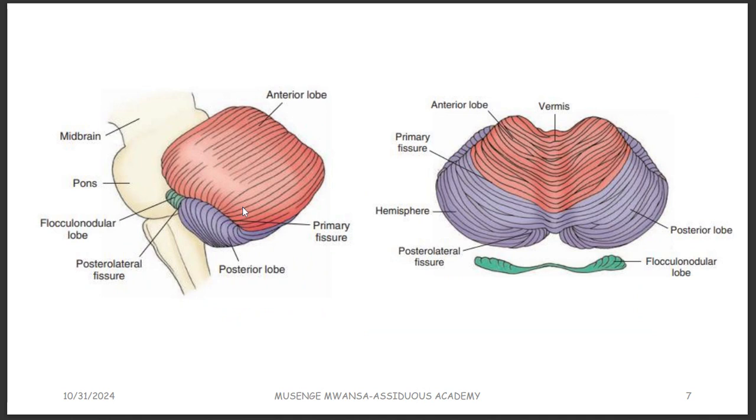It's important for us at least to know the basic appearance, because one of the structures they brought in last year's supplementary exam. On top, you can see the midbrain connected to the pons. Down we have the medulla, and then we have these lobes: a small flocculonodular lobe, the posterior lobe, which is more down, and the anterior lobe, which is more on top.